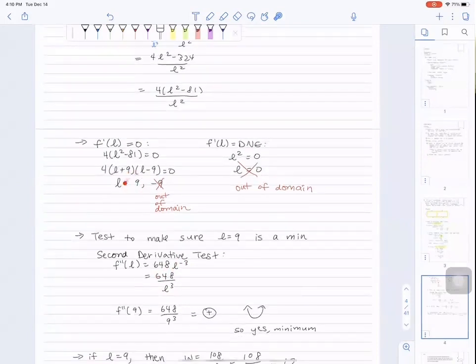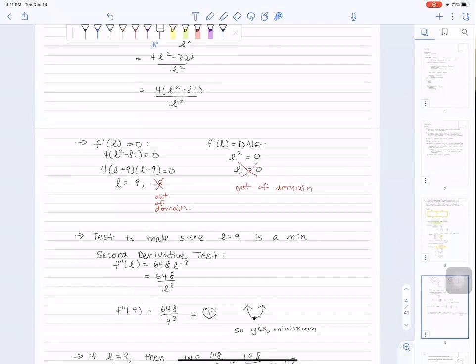We plug in our critical point. Plugging in 9 gives us this number. You don't necessarily need to calculate it, but as long as you know if it's positive or negative, that's good. We know that this number has to be positive. So since this is positive, what does it mean for your second derivative to be positive? That means it looks like this. It's concave up. So since it's concave up, we know that yes, plugging in this L equals 9 did give us a minimum because it's concave up and it looks like a minimum.